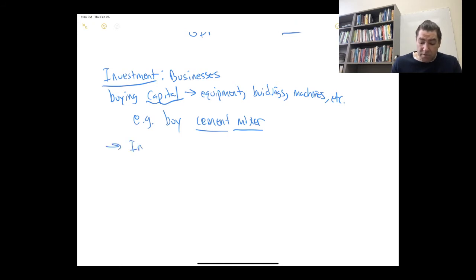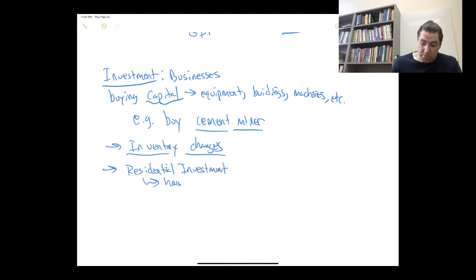There's also the inventory business that we talked about. That would show up as investment. So if a company stores some of their production in inventory, that goes as investment. And there's also something called residential investment, which is houses. So when you buy a house or you build a new house, that's going to count as part of investment spending. That would not be consumption expenditures.